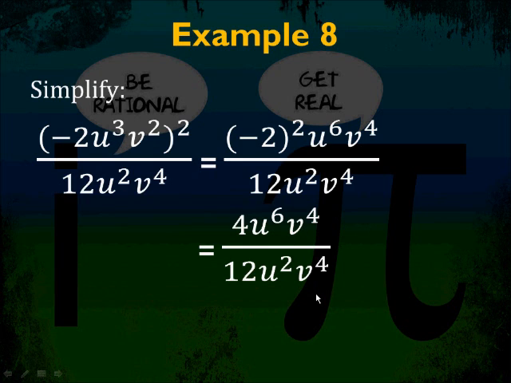The v to the 4ths are going to cancel out. The 4 over 12 becomes 1 over 3, and the u to the 6th over u squared, you're going to be left with u to the 4th on the top. So your answer becomes u to the 4th all over 3.